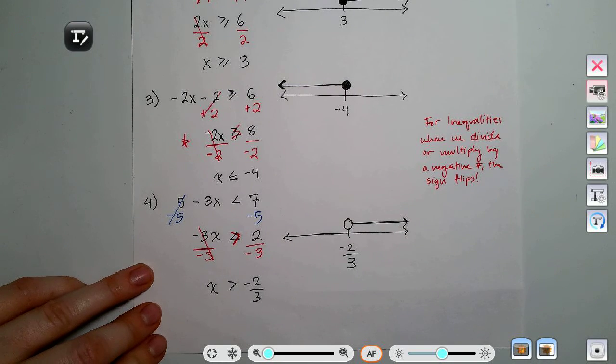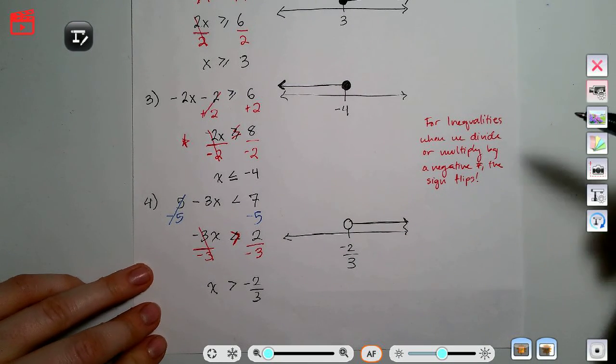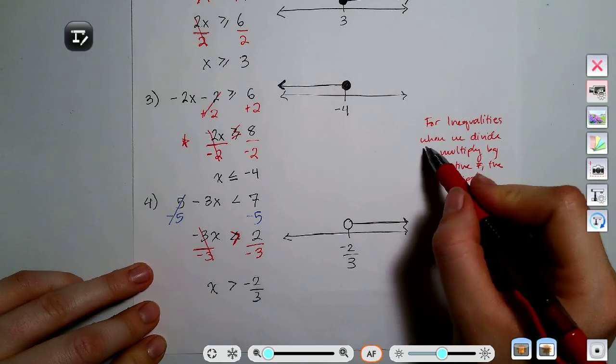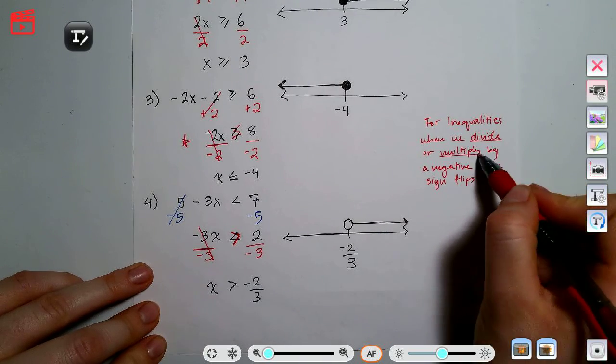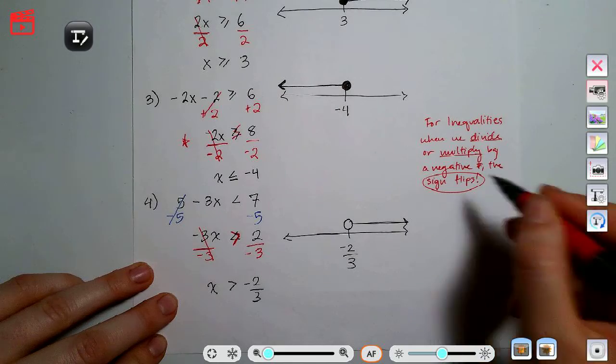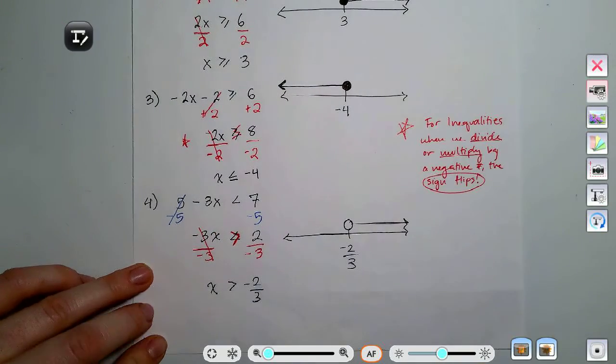And that's it. So the basic thing for inequalities, why it's different than equations, is when we multiply or divide by a negative, our sign flips, okay? The biggest thing I think to remember.